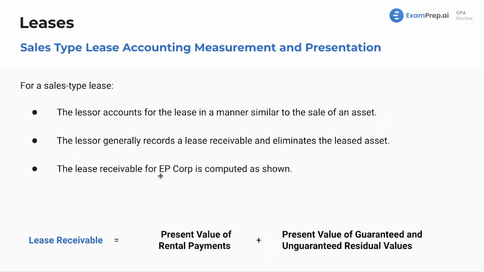We take our lease receivable. That's going to be the present value of rental payments plus the present value of guaranteed and unguaranteed residual values. Essentially, this is just saying it's a sale. It is recording this lease as a sale because that's what it really is.